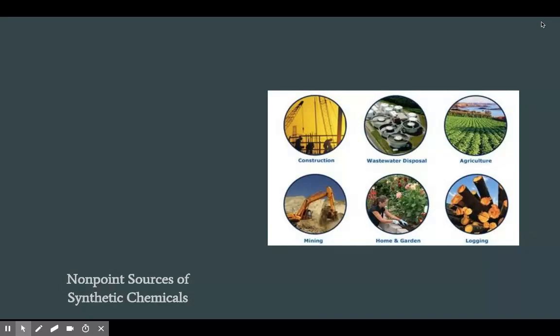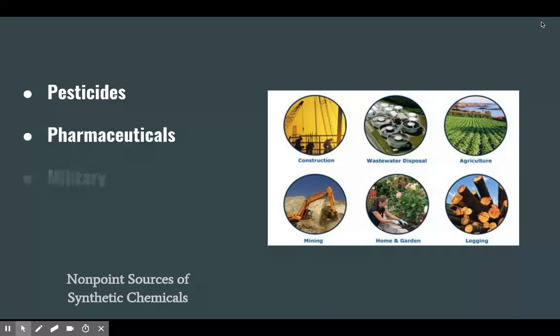And then your non-point, again, we've talked about those at the beginning chapter. We don't know where they're coming from. We have an idea, but there's so many contributing to the environment that we cannot directly point out the one person or one activity that's causing this pollution. So we see this in pesticides, pharmaceuticals, the military, and industry, as we mentioned. We're going to look at each one right now.